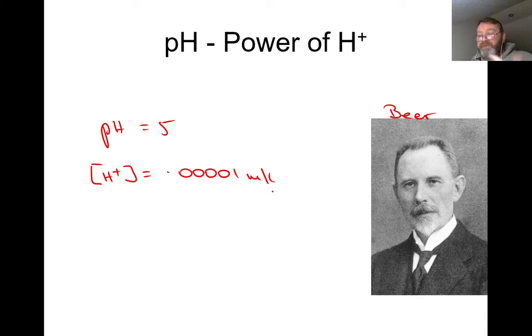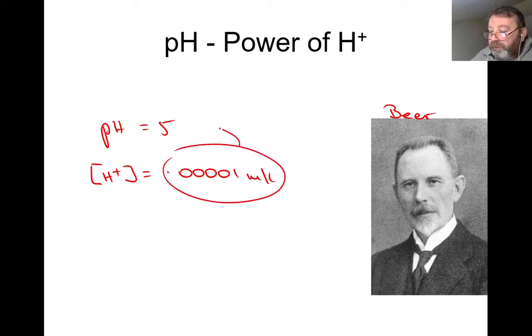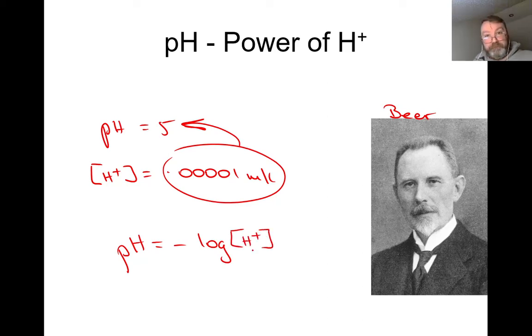Now, mathematically, what's the link between these two? How did he get his hydrogen ion concentration up into a pH of 5? And the answer is he developed a formula. He developed a formula that said that the pH of any solution is equal to minus the log of the hydrogen ion concentration. That's it. So in other words, if you knew the hydrogen ion concentration and you get minus the log of that hydrogen ion concentration, you'll get the pH.